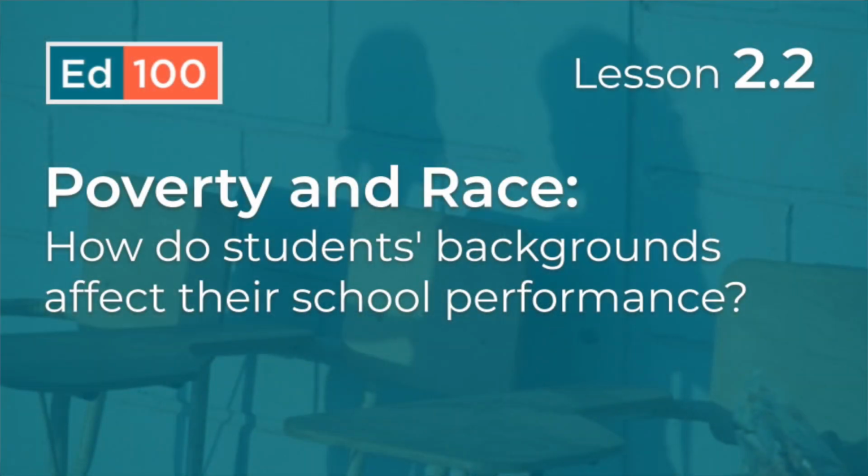Lots of things can get in the way of learning. It's no real surprise. Poverty statistics and test scores track together like boots in mud. Lesson 2.2 focuses on the interlocking effects of poverty and race in education.